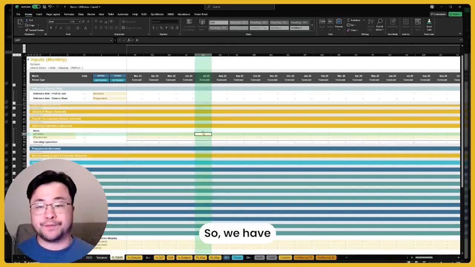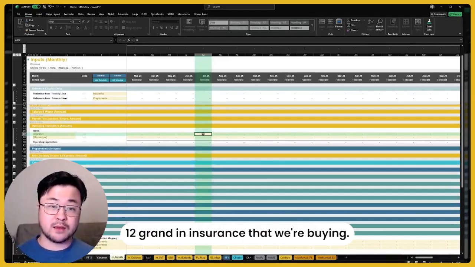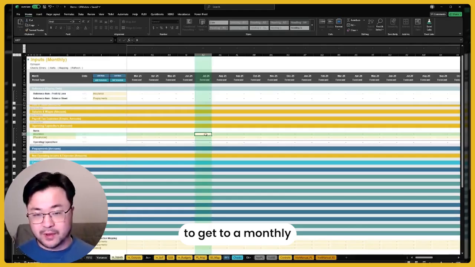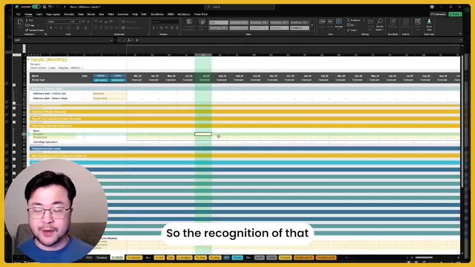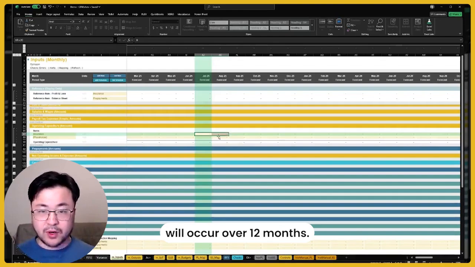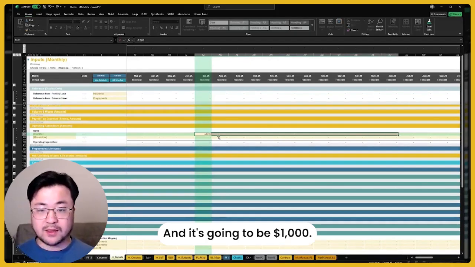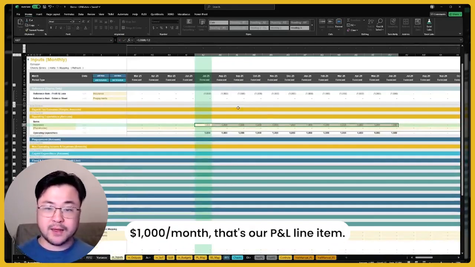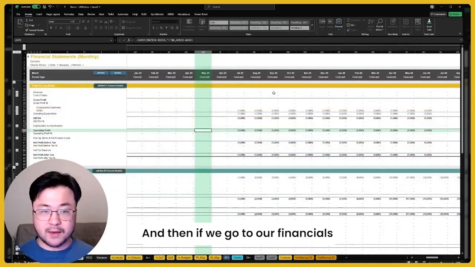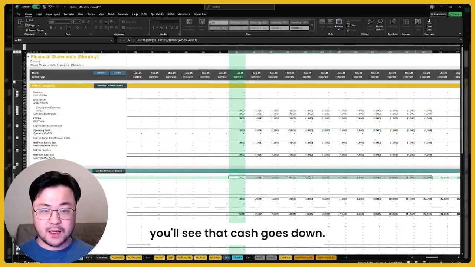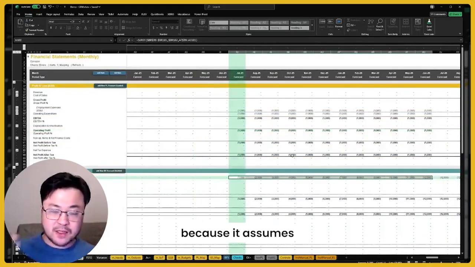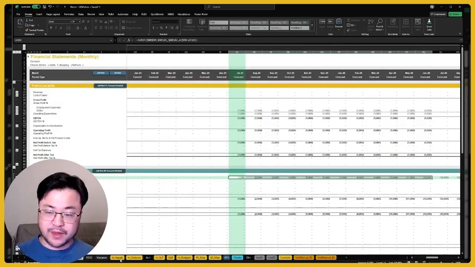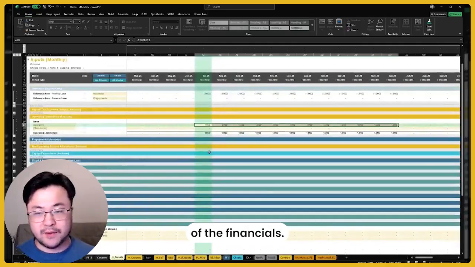There are some nuances we'll talk to in a sec, but let's just put that example in. We have 12 grand in insurance that we're buying. It's going to last a year. 12 divided by 12 to get to a monthly figure is 1,000 a month. So the recognition will occur over 12 months, at $1,000 a month. That's our P&L line item. If we go to our financials, you'll see that cash gets more negative because it assumes we're paying for the insurance every month, since we've only dealt with one side of the financials.